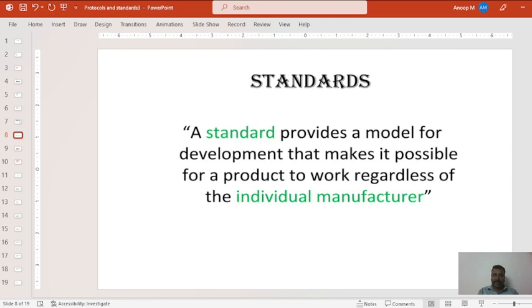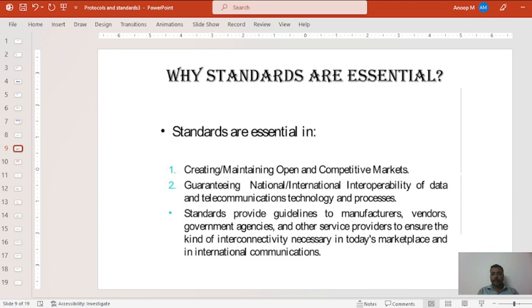So if you are getting any goods, products, food, etc., each and every company will maintain some standard. Why is the need, or why are standards essential? Because we are living in a competitive world and an open market. Each and every person will be looking at the product: what is the guarantee and what is the interoperability of the data.